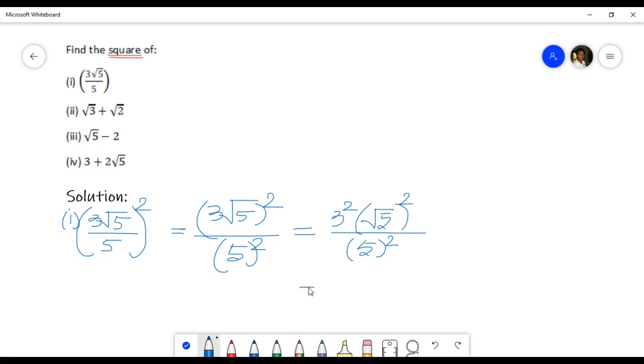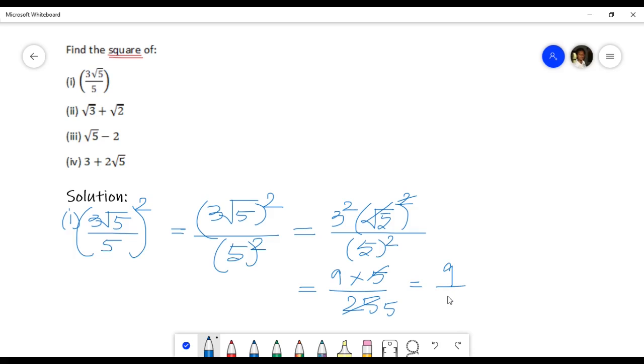So we'll simplify. 3 square is 9. And the 2 and the square root cancel, leaving it as 5. So we have it as 9 into 5, and 5 square is 25. We can cancel 5 and 25. 5 5s are 25. So we're left with the answer 9 by 5.